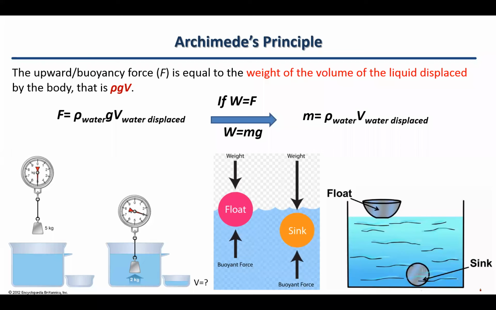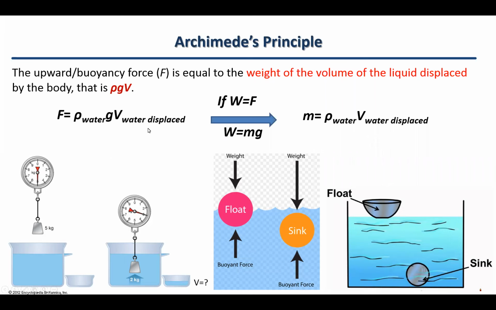Okay, let's look at Archimedes' principle in further detail. Look at these figures, for example. We have the buoyancy force working upward, and it is equal to the weight of the volume of liquid or water displaced, calculated by the formula F = rho g V. Here rho is the density of the water, g is the gravitational acceleration, and V is the volume of water displaced.